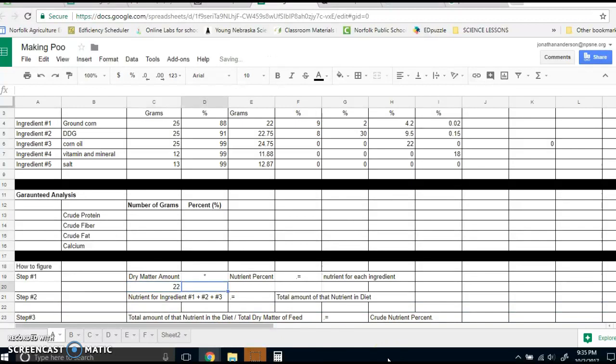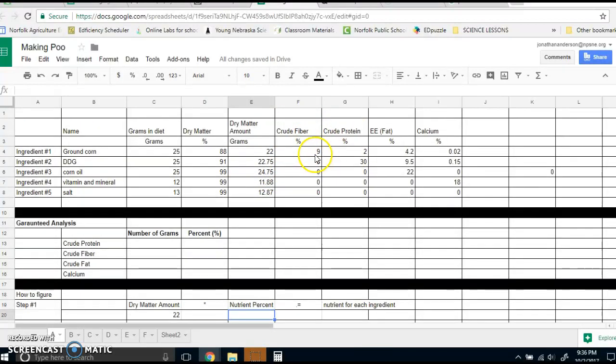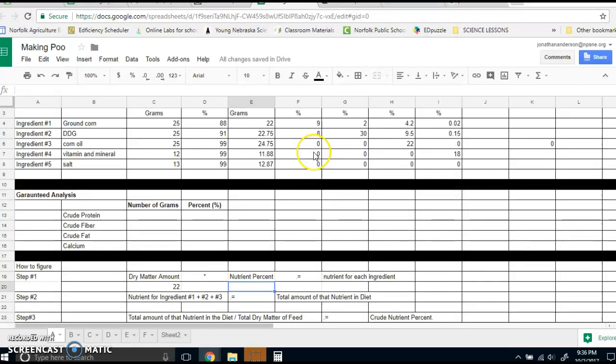The 22 grams is then multiplied by the nutrient percentage. In that 22 grams, 9% of it is going to be fiber. So let's figure out our fiber. 9% is fiber, so we take the 22 times 0.09, because that's a percentage, and that gives us about 1.98. We'll just round that up to 2 grams.